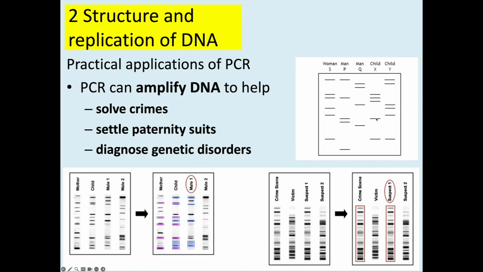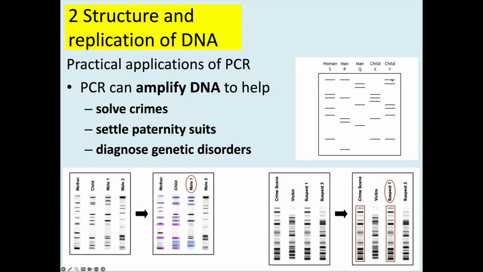We go all the way down here and we see, yes, there's some shared genetics there with man P, and then some shared genetics with this woman here, okay? But the problem is that we've got this one here that neither parent has, okay? So that is the issue for child X.